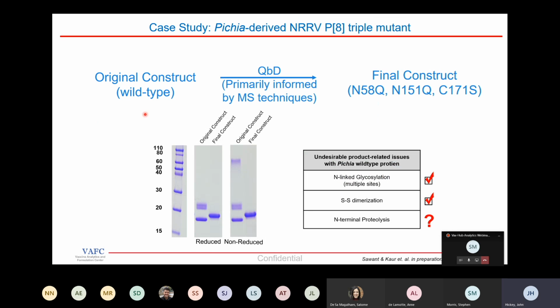And so using this information, it was fed back, and the original construct was redesigned where 2 out of the 3 glycosylation sites were removed, and the single cysteine that caused the dimers was removed. And so through this quality by design study, we were able to show that these 3 mutations mitigated N-linked glycosylation and the dimer formation. However, the truncation issue was still outstanding.